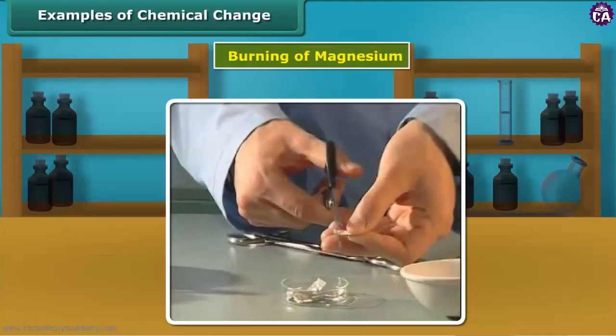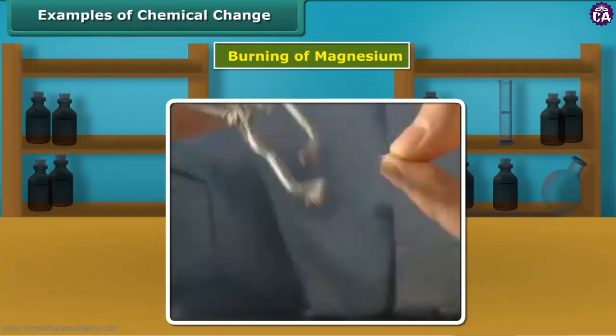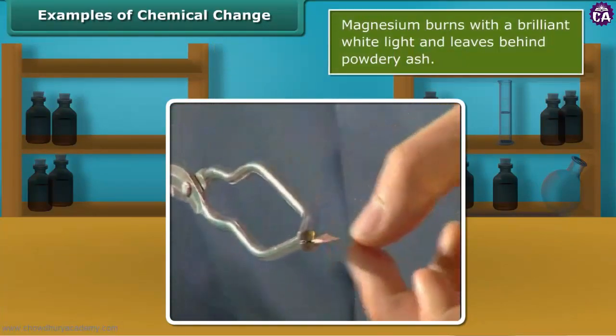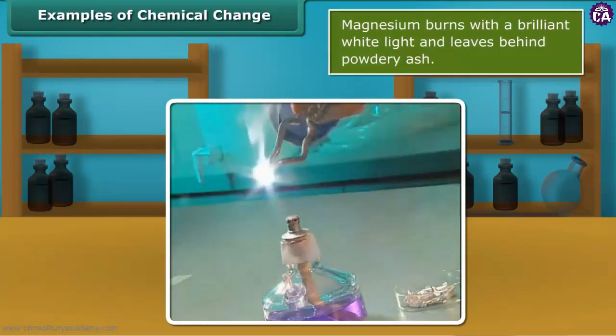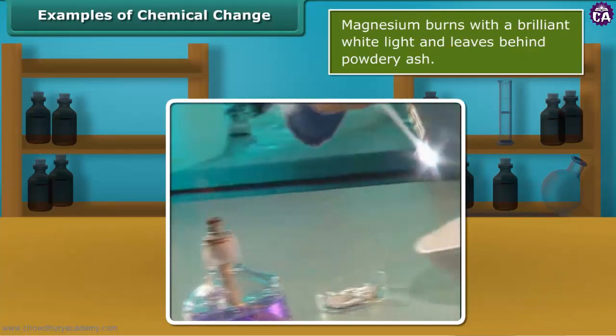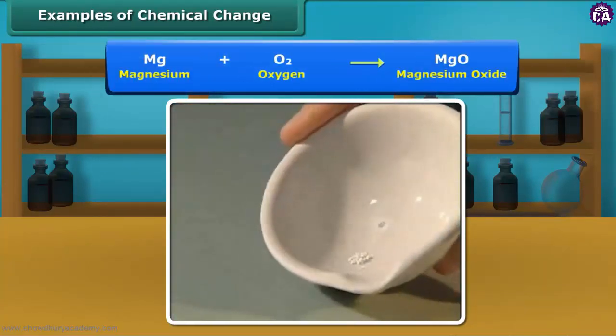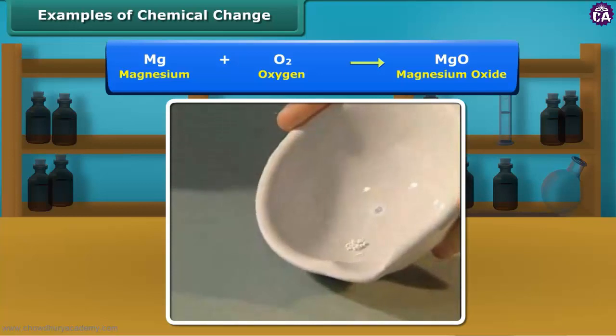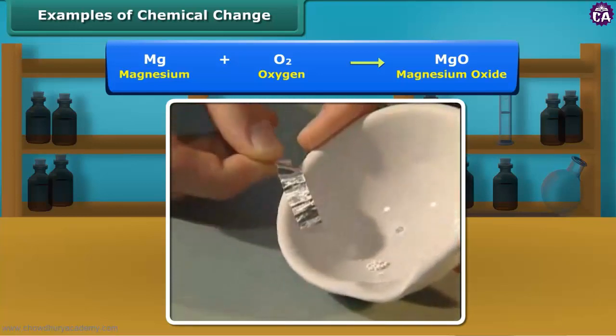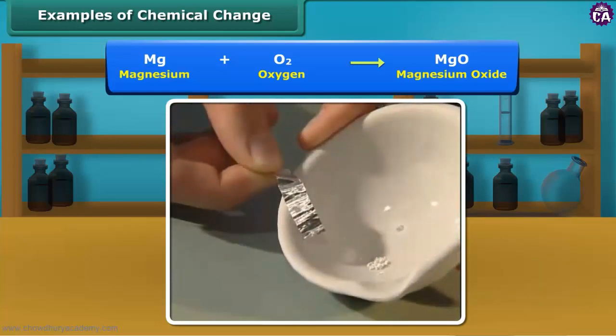Take a small ribbon of magnesium. Bring its tip near a flame. It burns with a brilliant white light and leaves a powdery ash called magnesium oxide. This ash has different property than magnesium. Therefore, burning of magnesium is a chemical change.